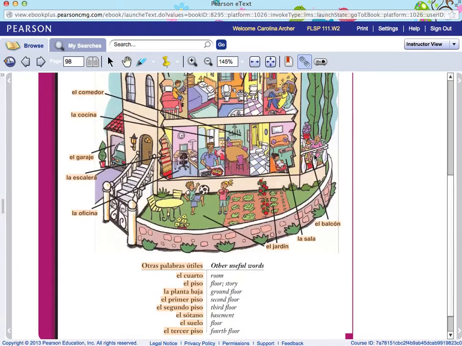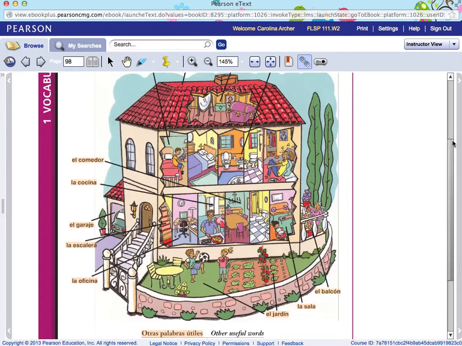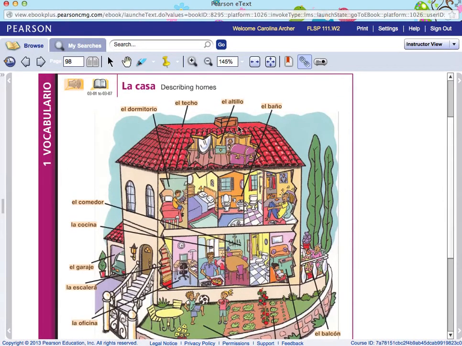Okay, so la planta baja, the ground floor, la planta baja, and then el primer piso, which is this one. Primer means first, but in English it would be the second. And el segundo piso is the second floor, which would be the attic in Spanish. This would be the second floor. Okay, planta baja, primer piso, segundo piso, el altillo.